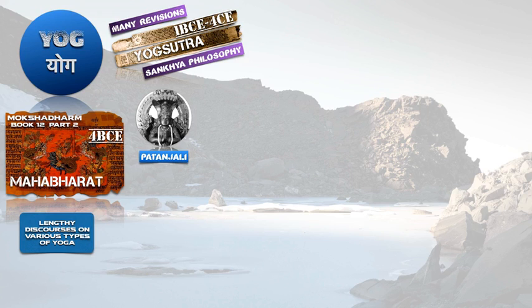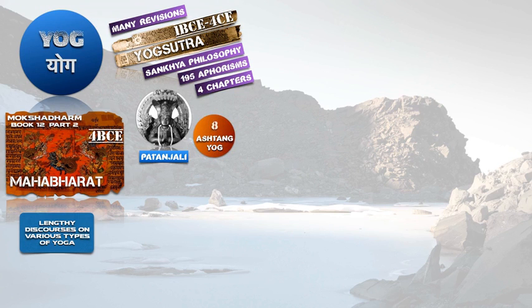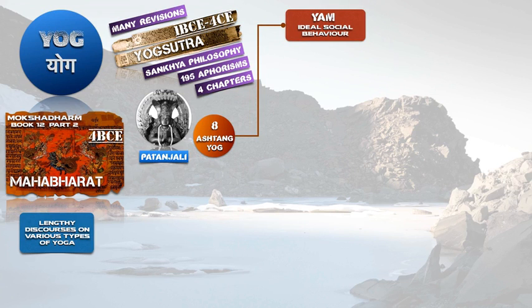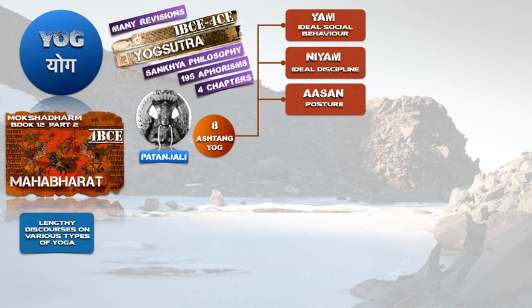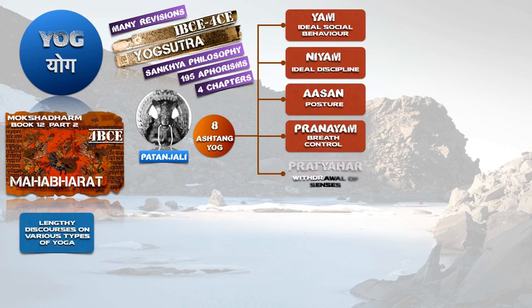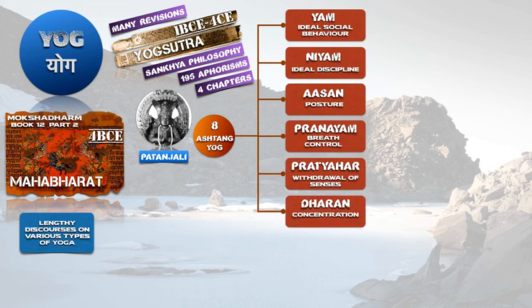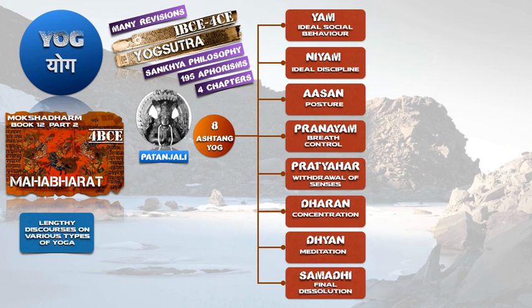It comprises 4 chapters with 195 aphorisms, which describe fundamentals of yoga philosophy with introduction to Ashtanga Yoga or 8-limbed yoga: Yam or proper behavior, Niyam or proper attitude, Asana or posture, Pranayam or control of breath or cosmic energy, Pratyahar or withdrawal of senses, Dharan or concentration, Dhyan or meditation, and Samadhi or final absorption or dissolution.